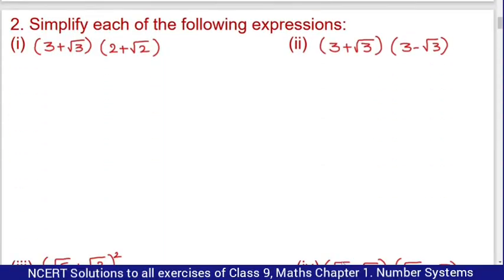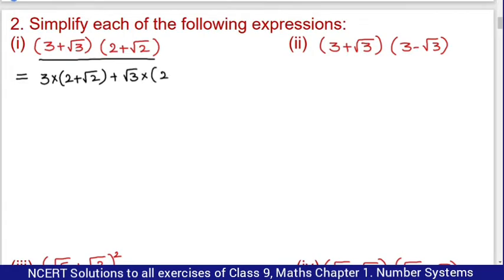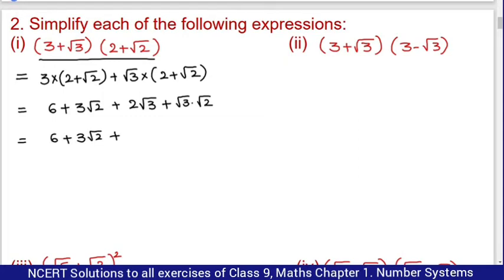Question number 2. Simplify each of the following expressions. Now, solution to the first one, 3 plus root 3 into 2 plus root 2, which is equal to 3 into 2 plus root 2 plus root 3 into 2 plus root 2. Again simplified, it will be 6 plus 3 root 2 plus 2 root 3 plus root 3 into root 2, which is equal to 6 plus 3 root 2 plus 2 root 3 plus root 6.